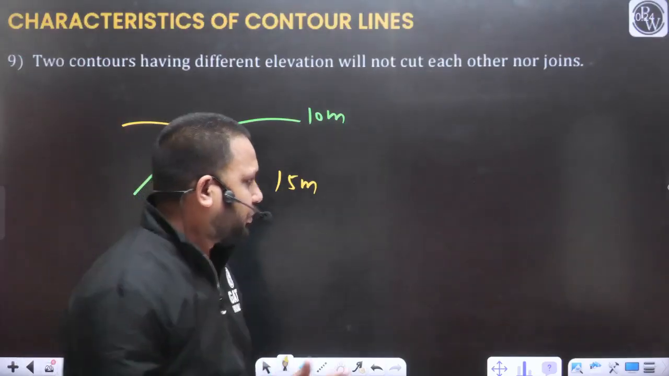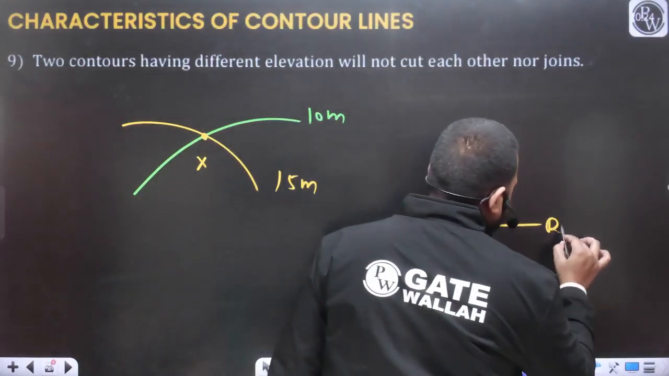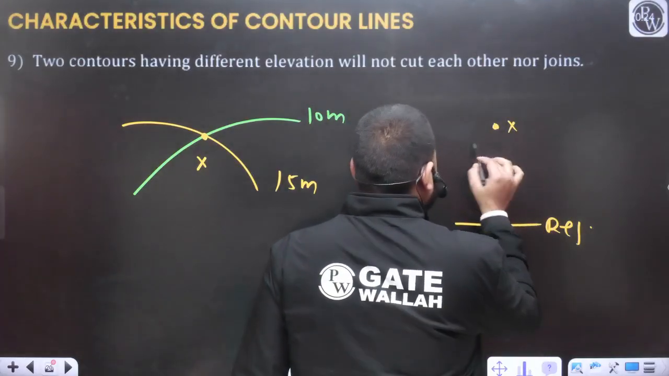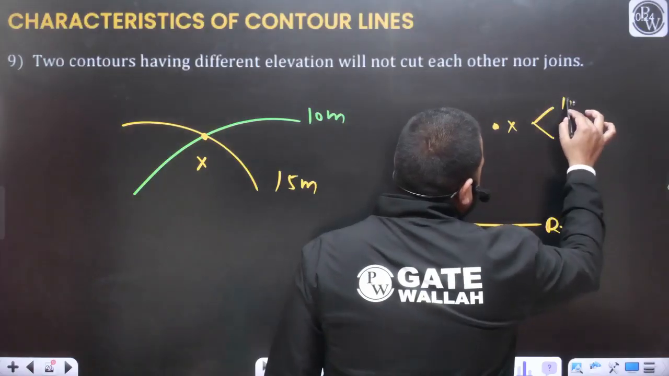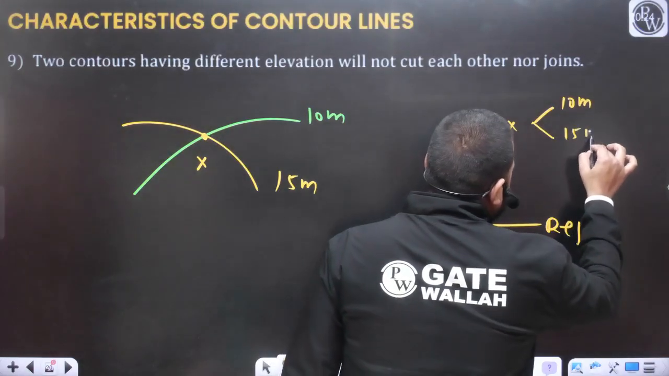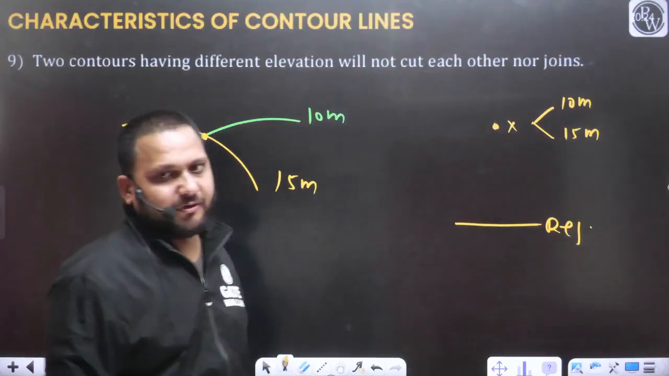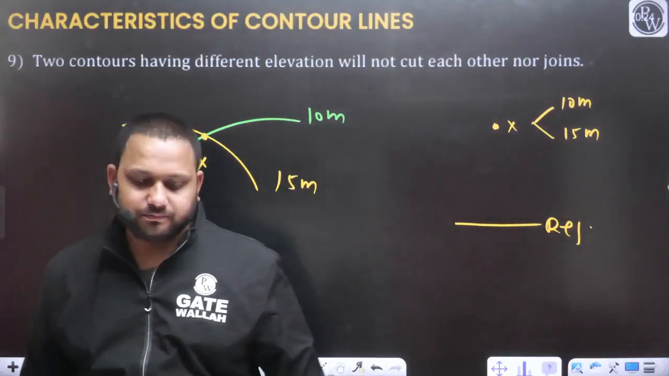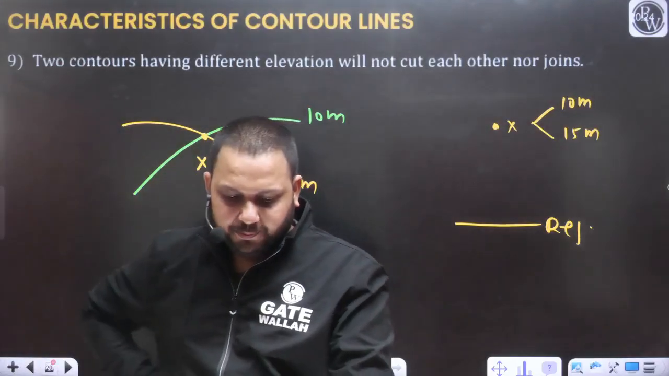So you are saying like this, sir, let's say this is the reference. If this is the point X, you are saying this point X may have the elevation of 10 meter, or this point X may have the elevation of 15 meter from the same reference. How is it possible?